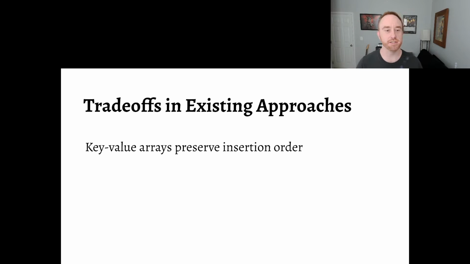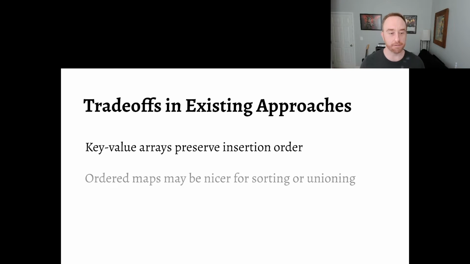So let's look at some of the trade-offs in these existing approaches that we've looked at in some of these different languages. One approach is you can do a key value array. This is where you essentially don't bother doing hashing or any kind of sorting with trees or anything like that. You just have a flat array of key value pairs. One nice thing about this is that it preserves insertion order, but it does have a downside of making retrievals pretty slow because you have to walk through the entire array.